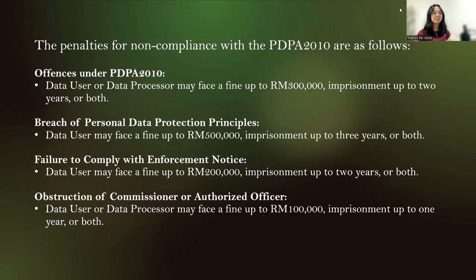Non-compliance penalties include fines up to 300,000 or imprisonment for 2 years for PDPA offenses. Breaches of personal data protection principles may lead to fines up to 500,000 or imprisonment for 3 years. Failure to comply with enforcement notices may result in fines up to 200,000 or imprisonment for 2 years. Obstructing the commissioner's duties could incur fines up to 100,000 or imprisonment for a year.